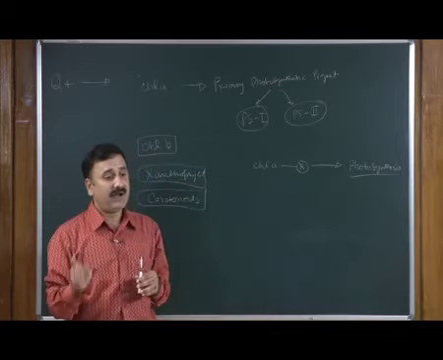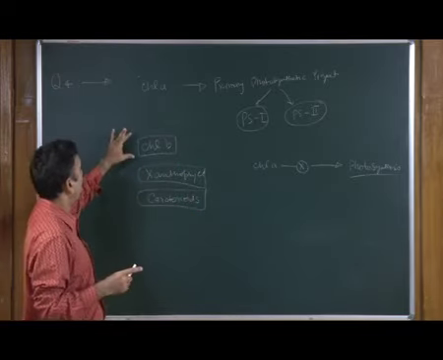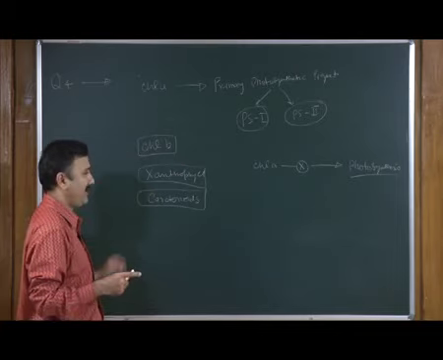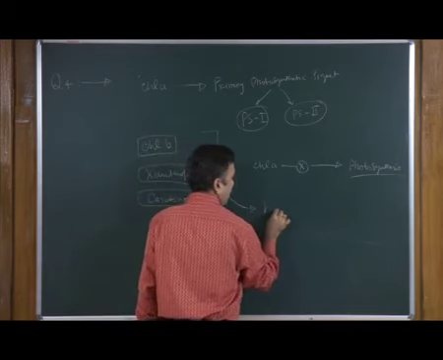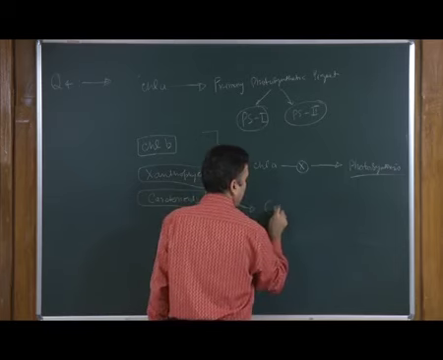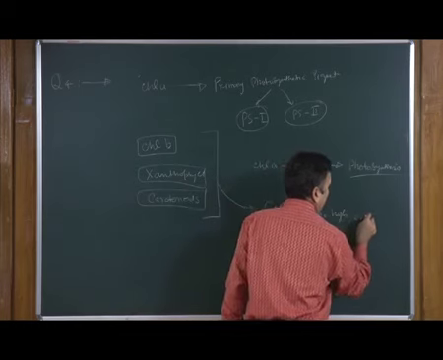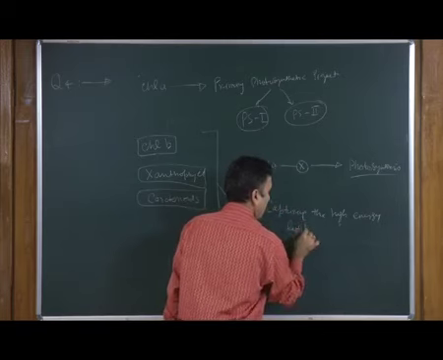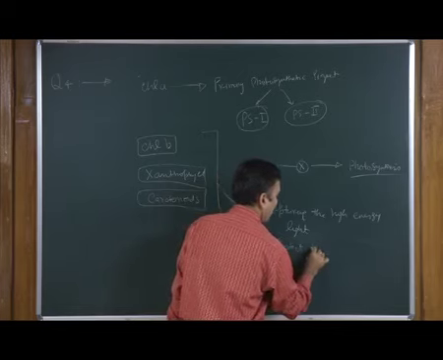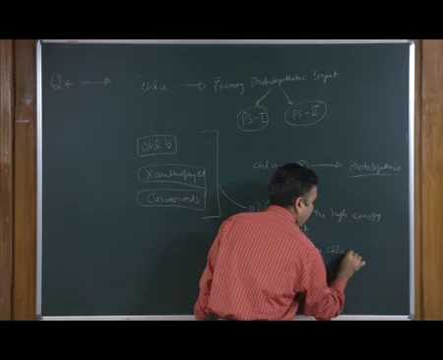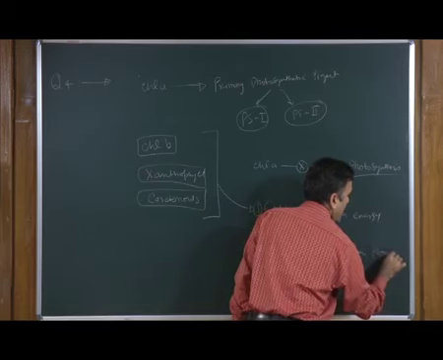The second part of the question is, then why are chlorophyll B and other accessory pigments present in the plant? The answer is, these accessory pigments like chlorophyll B, xanthophyll or carotenoids have a role in capturing high energy light, number 1. Number 2, to protect chlorophyll A from photooxidation.